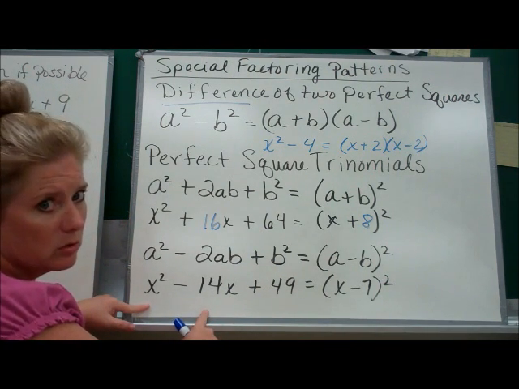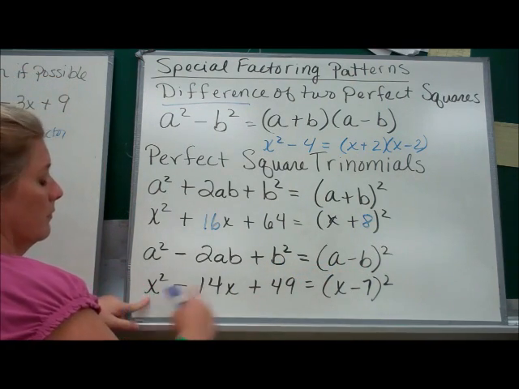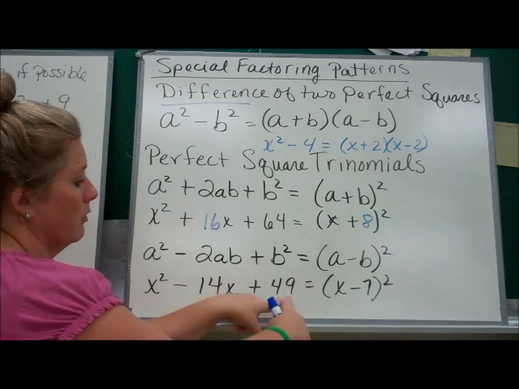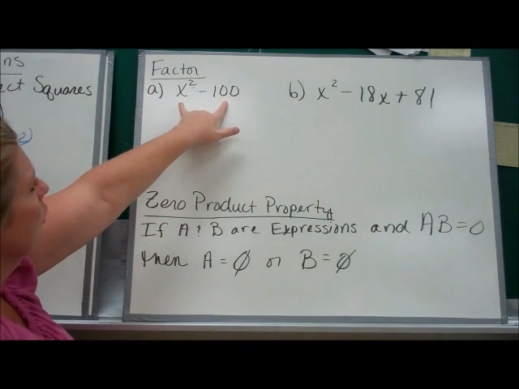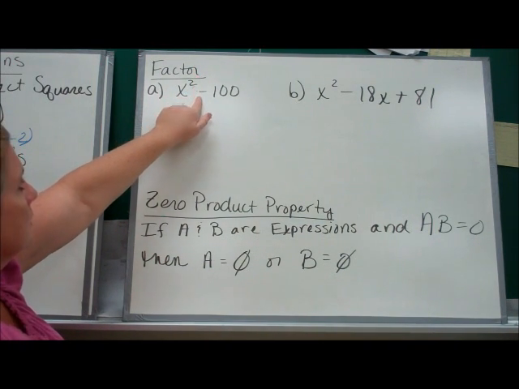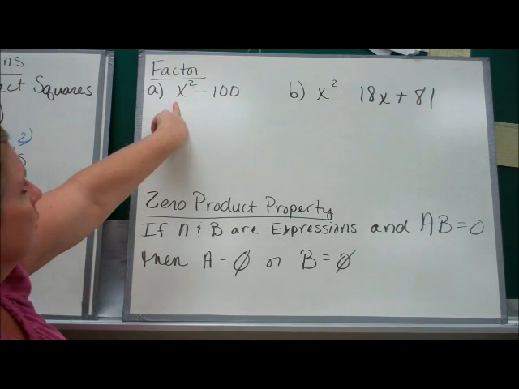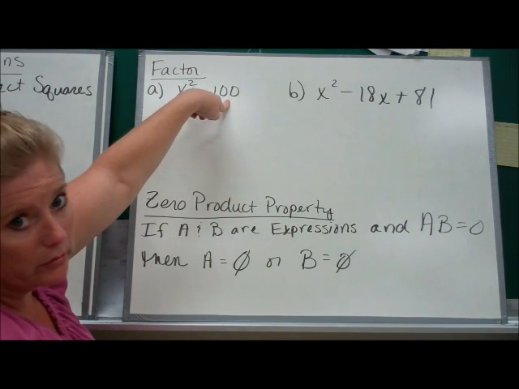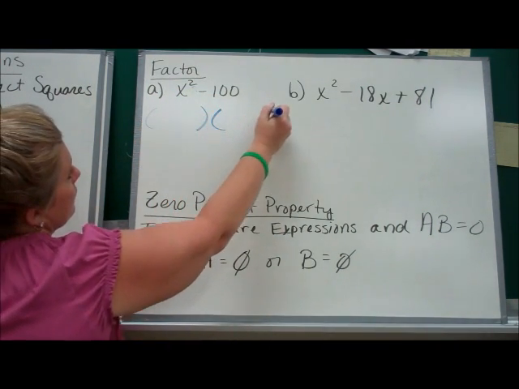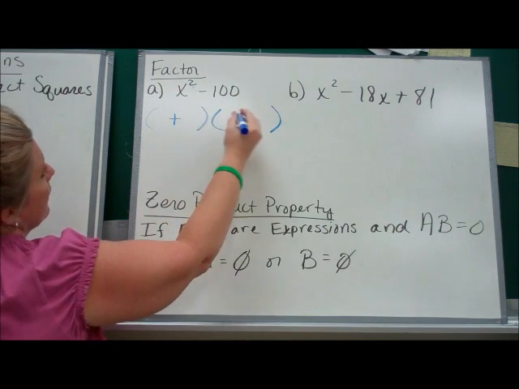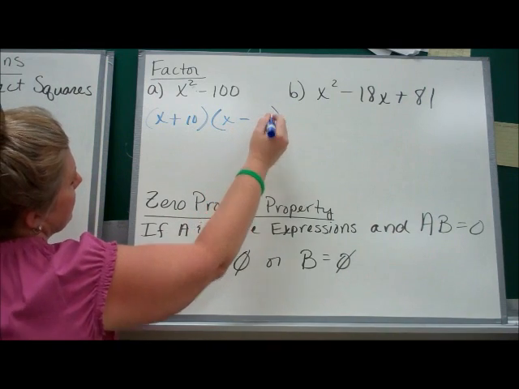Looky there, I got a perfect square trinomial. It'll factor to a minus b, the square root of this minus the square root of that, squared. Here I've got two terms subtracting. It's the difference of two perfect squares. X squared is a perfect square. 100 is a perfect square. So it's going to factor to something plus something, something minus. X plus 10, x minus 10.